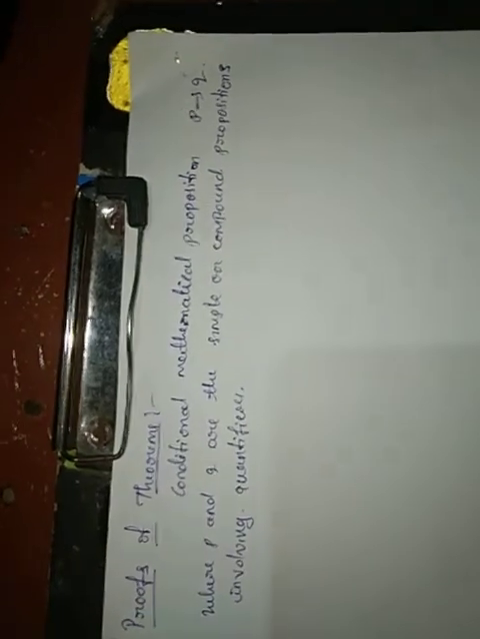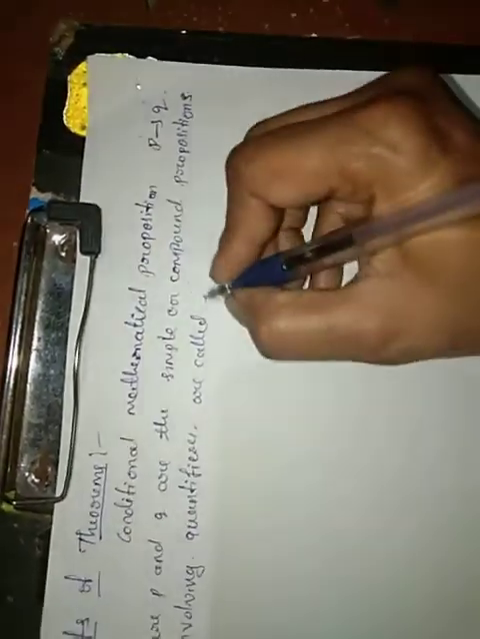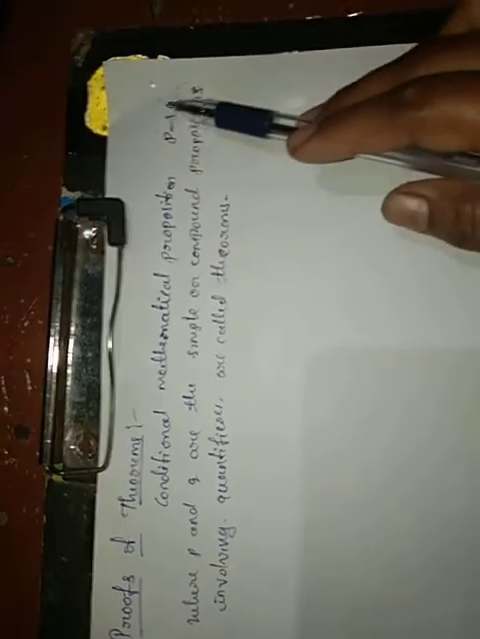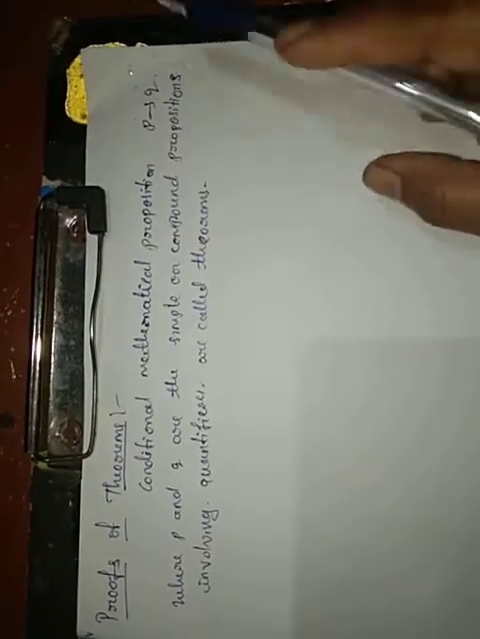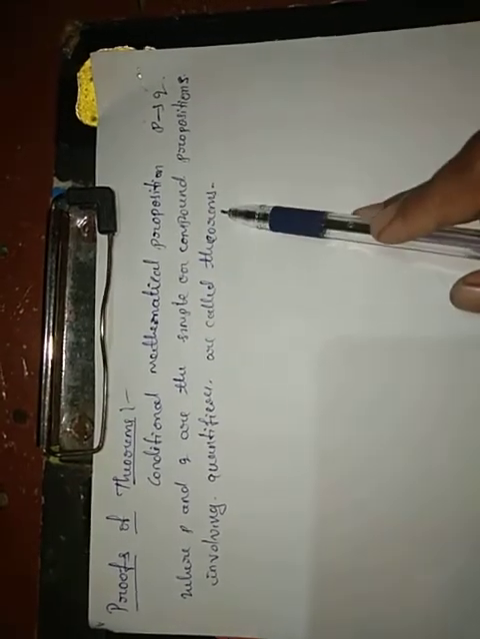These propositions, either simple or compound, those involving the quantifiers are called the theorems. So here the conditional mathematical proposition is of the form P implies Q, where both P and Q are either simple or compound propositions. Suppose they involve the quantifiers, those are called the theorems. So that is the meaning of the theorem.